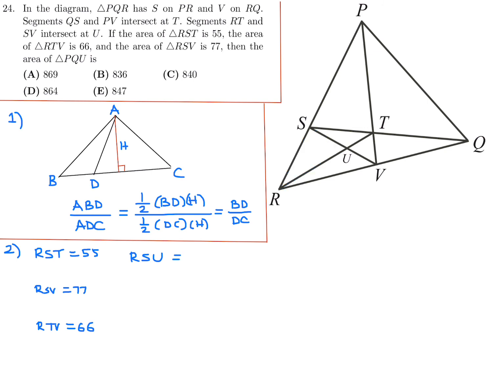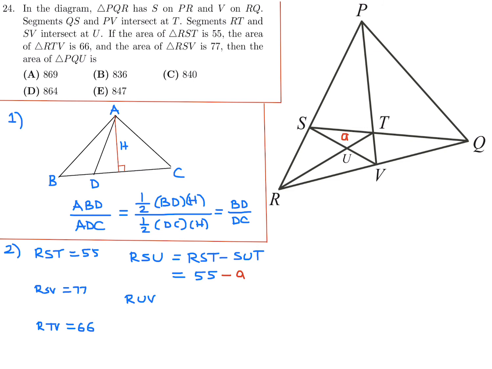That one is equal to RST minus SUT, correct? Well, RST I know is 55, but SUT I don't know, so I'm going to introduce a variable. I'm going to start calling these with the letter A. So SUT I will call A. So I've got 55 minus A. So that's RSU.